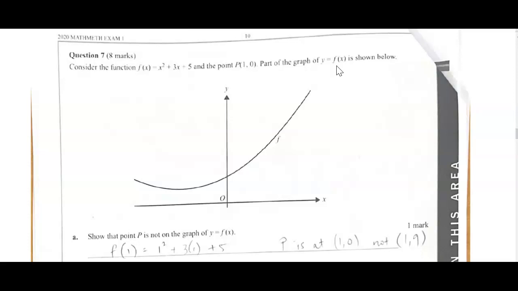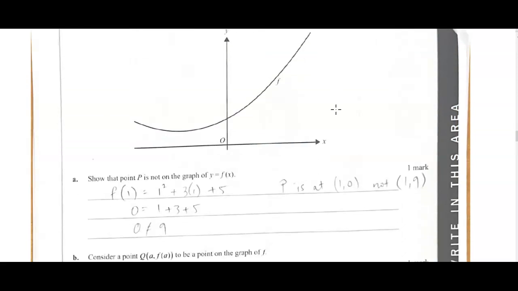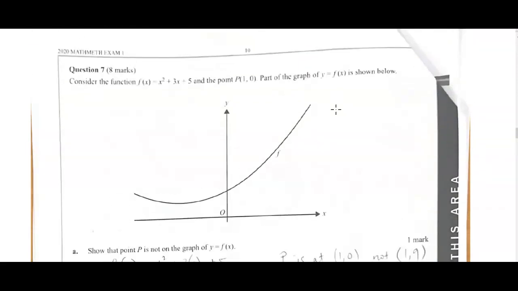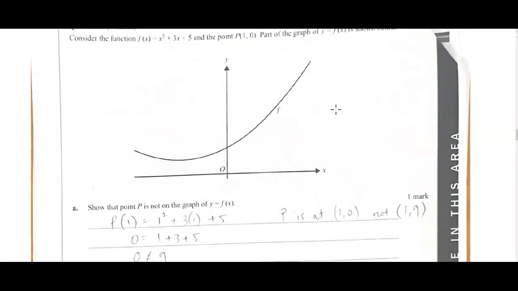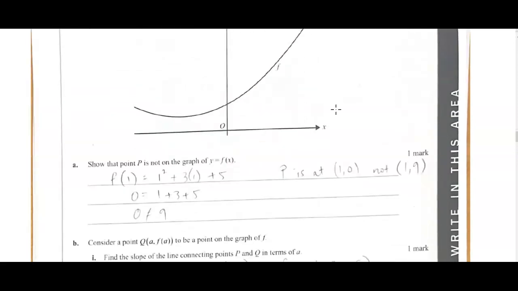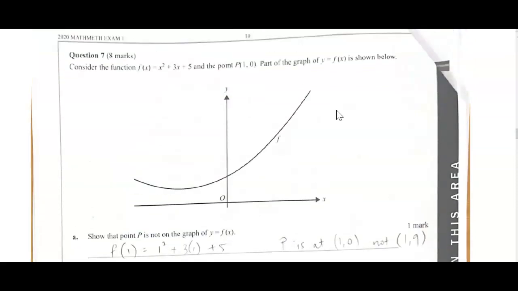All right, so we've got a function here. It looks like a parabola. And the point P 1, 0 is on the graph, so we've got part of it on there. All right, there's no restricted domain, it's just drawn it for us. All right, show the point P is not on the graph. Okay, so it's told us that P is 1, 0. So basically it's saying when x equals 0, f of 0 does not equal 1.